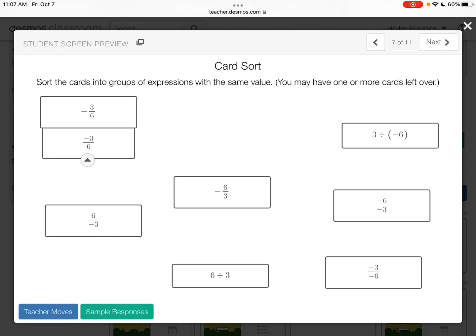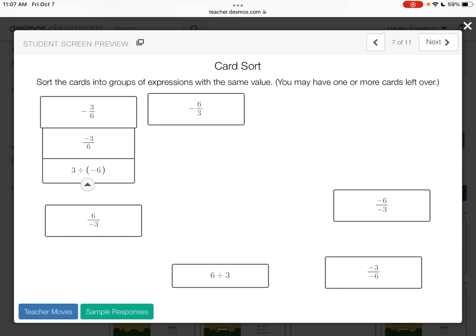It doesn't matter if we have our negative outside our fraction or if we have one of the numbers as a negative. It does not matter. And then if we take a look, do we see any other 3 divided by a negative 6? Well, here I do. This one works as well. I don't see any others.